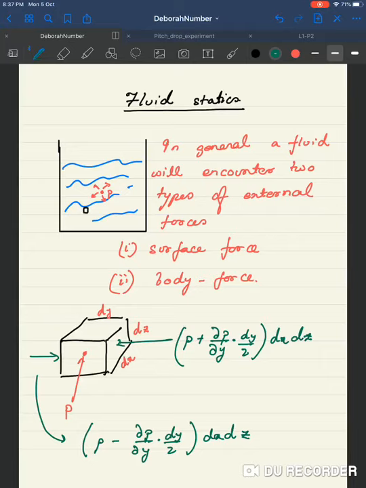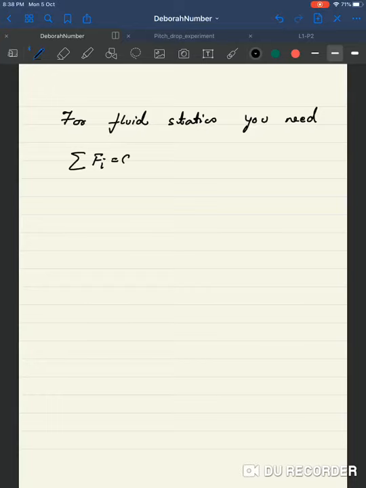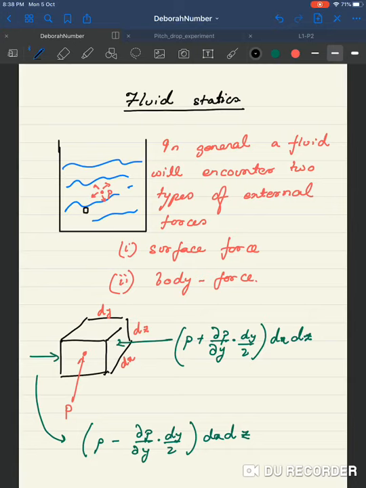So for a fluid in equilibrium, for fluid statics, you need the summation of forces to be equal to 0. Now on this differential element, what are the forces? For the summation along the y direction, all you need to do is consider this force, and the body force, which I have not written down.